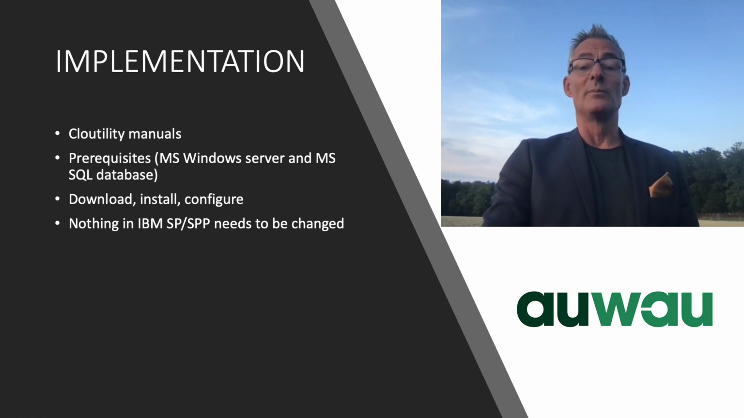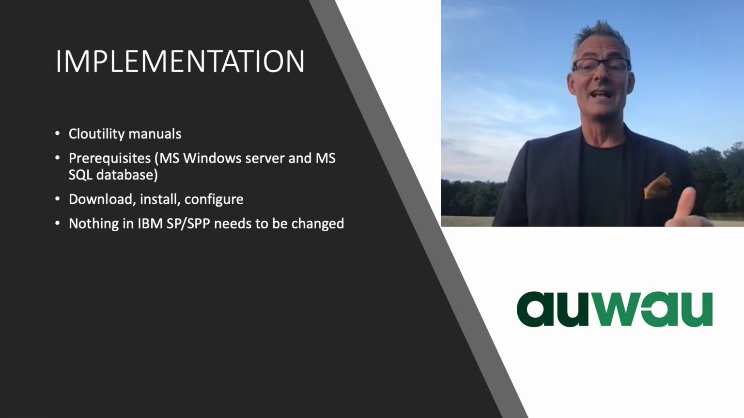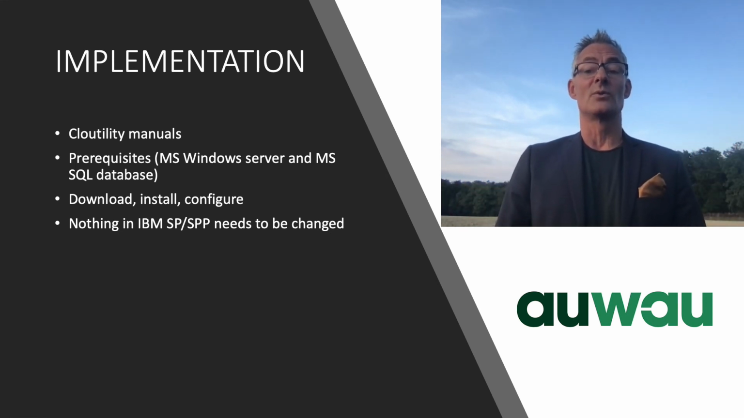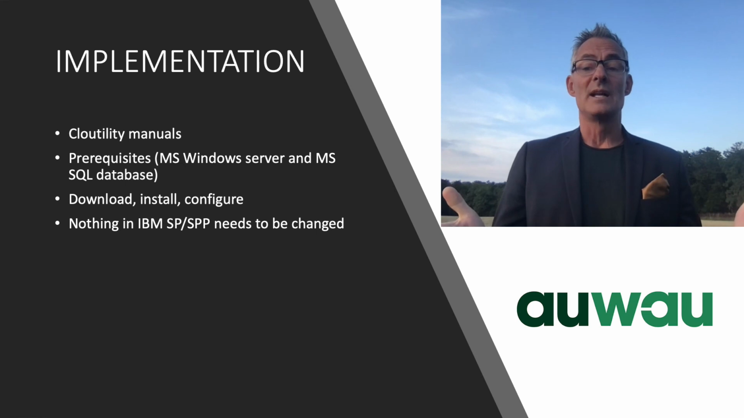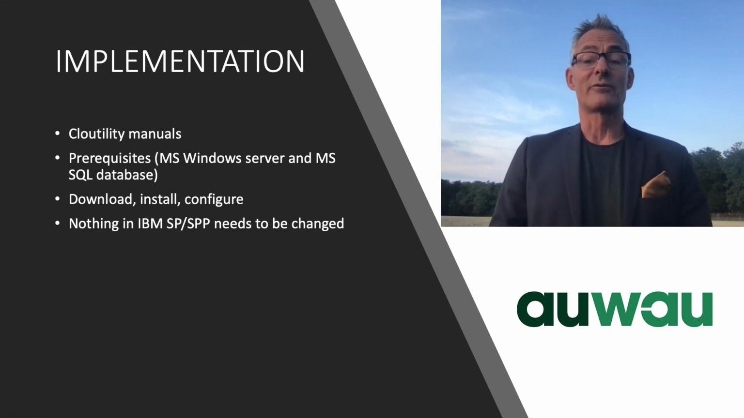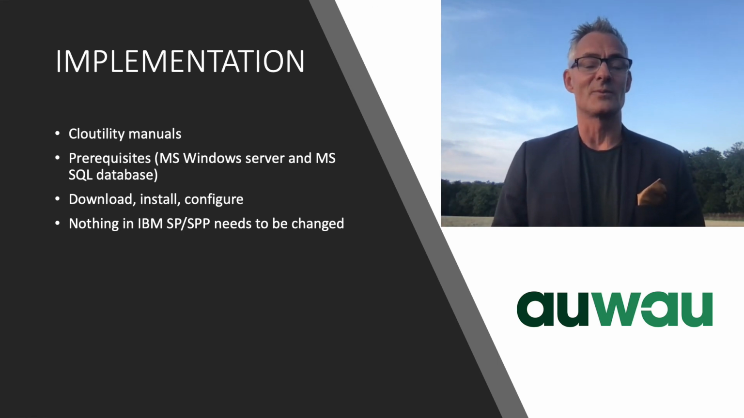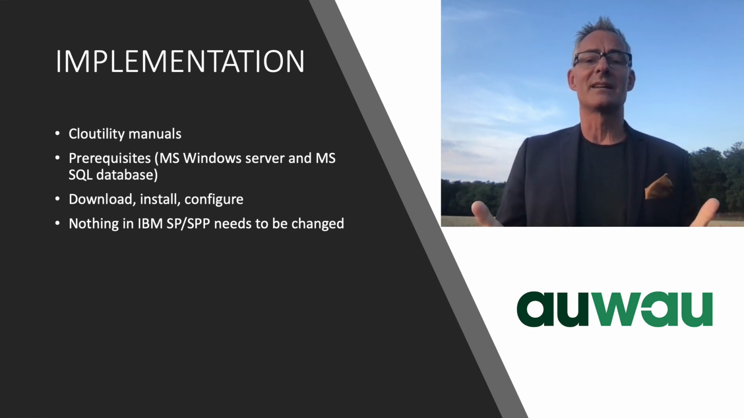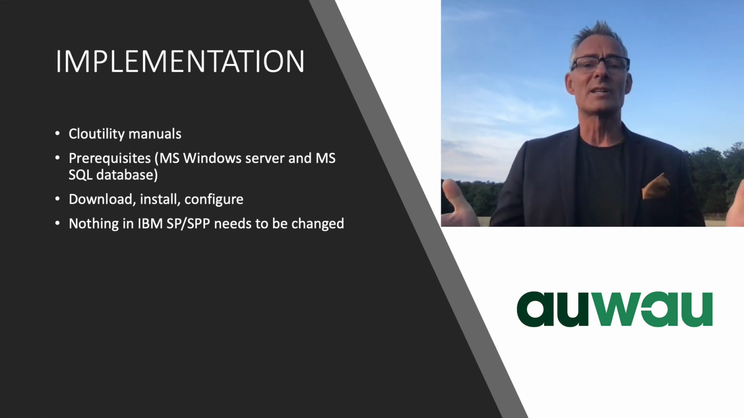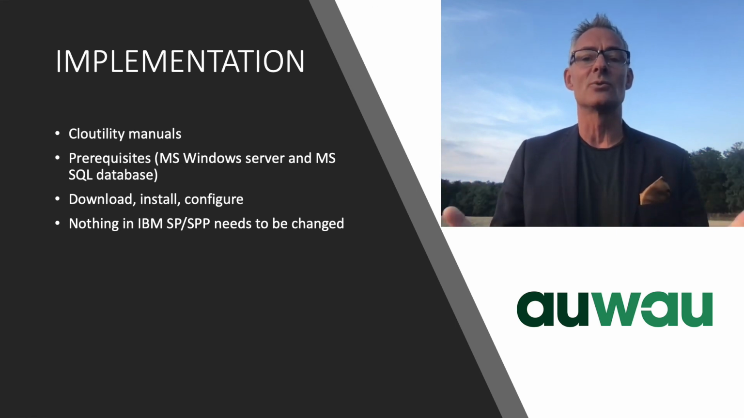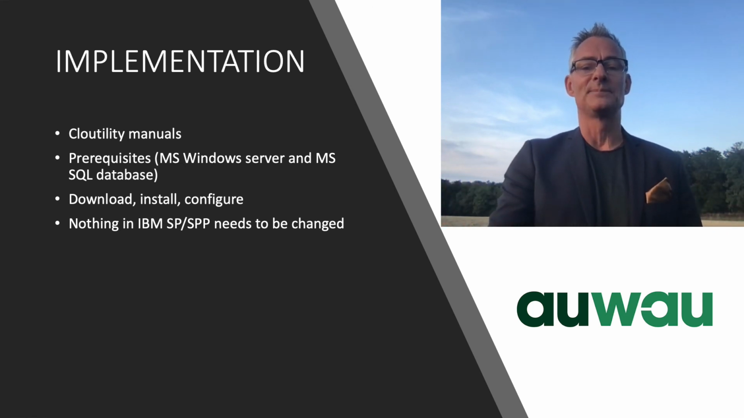The final step will be configuration of Cloutility. You need to add your hierarchy of business units, assign backup nodes from your backup servers to the business units, configure your preferred settings for reports, create your user roles, and then create your users who should have access to logging in, of course. Installation and configuration is not a big project. You can be up and running in a matter of hours, and of course the Auwau team is standing by to assist you. And nothing in your own Spectrum Protect environment needs to be changed. The whole setup plugs seamlessly into the way you're running Spectrum Protect today.